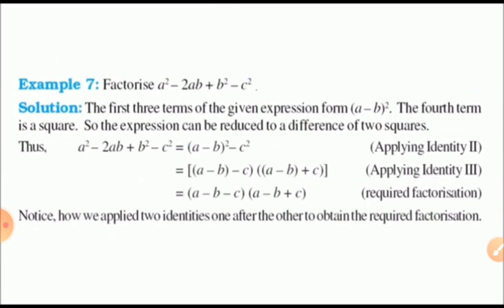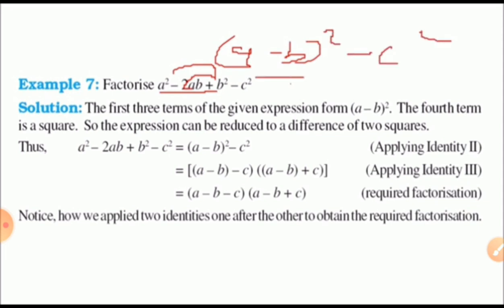Now the solution for this one: a square minus 2ab plus b square minus c square. Now make it grouping. First group is here, second group is here. So (a minus b) square minus c square. So (a minus b plus c)(a minus b minus c) is the answer. Required factorization.